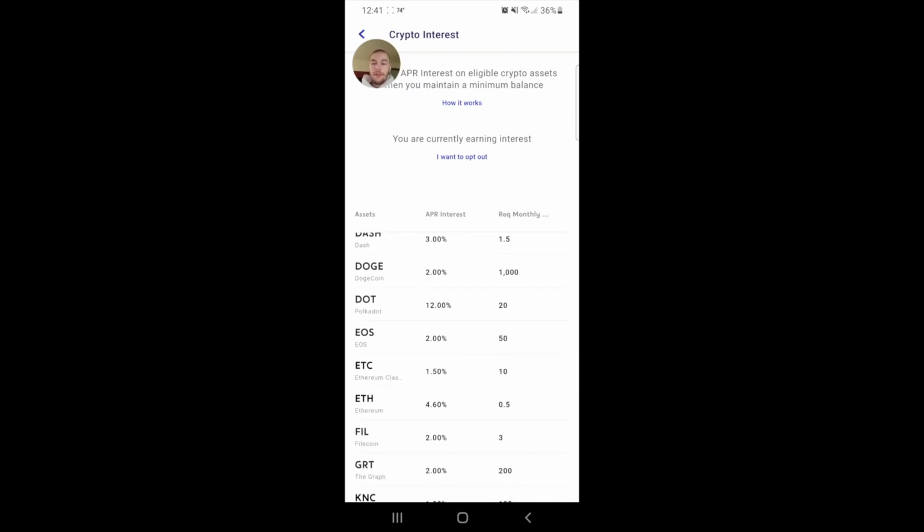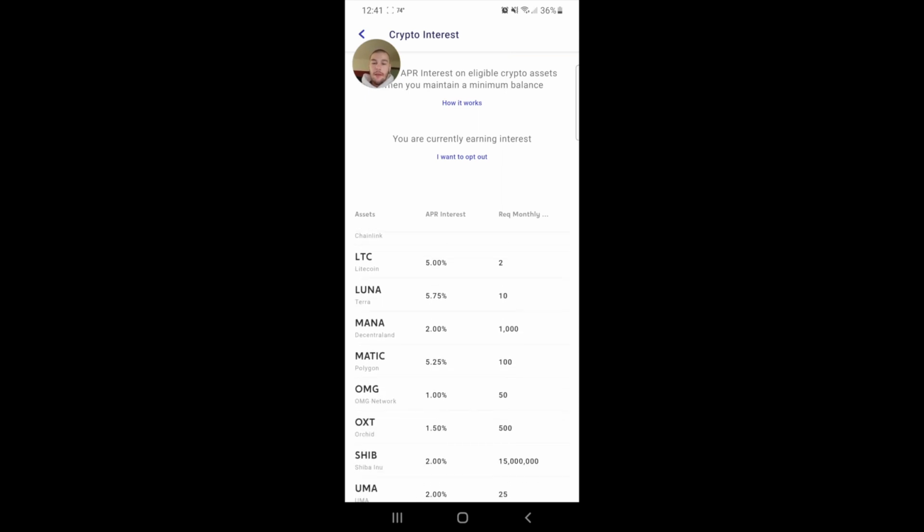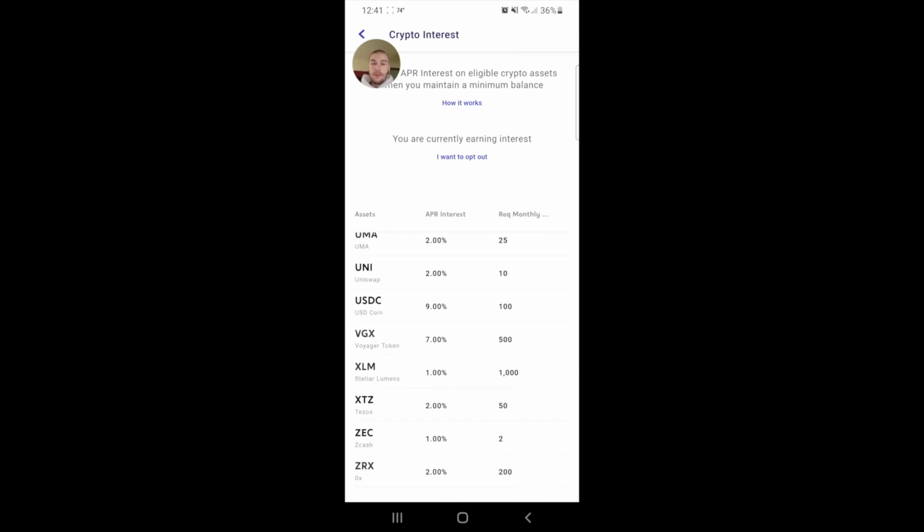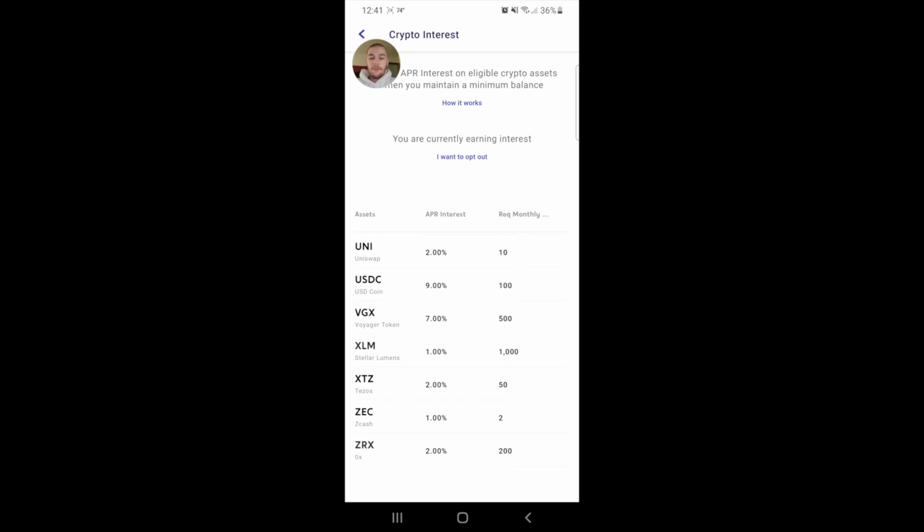Personally, I hold ADA in here. I hold some Ethereum. I hold some Chainlink, but I also hold my USDC, and this is what acts as basically a savings account for me. You can see here we have a required monthly balance on USDC of 100. So if you simply have $100, you can earn 9% interest on that, which is a hell of a lot better than any high yield savings bank account.